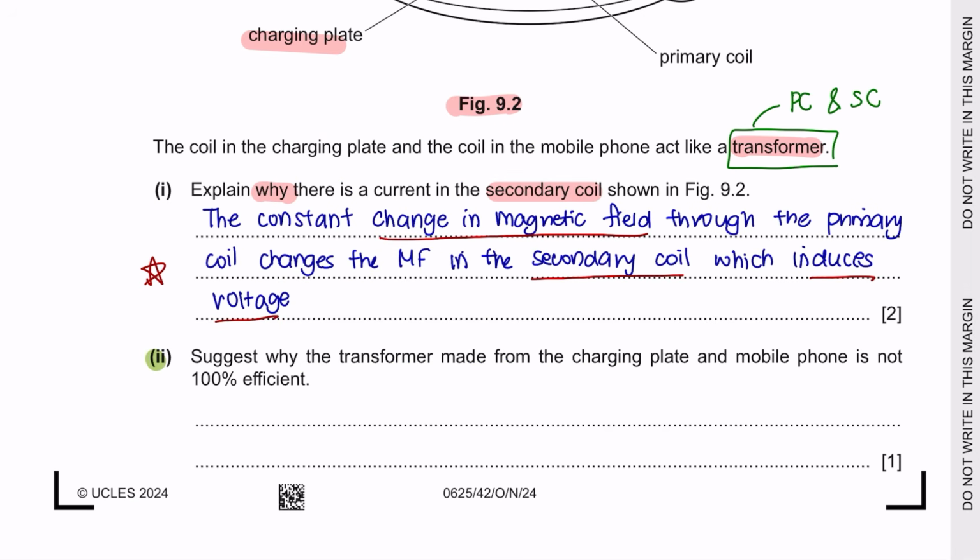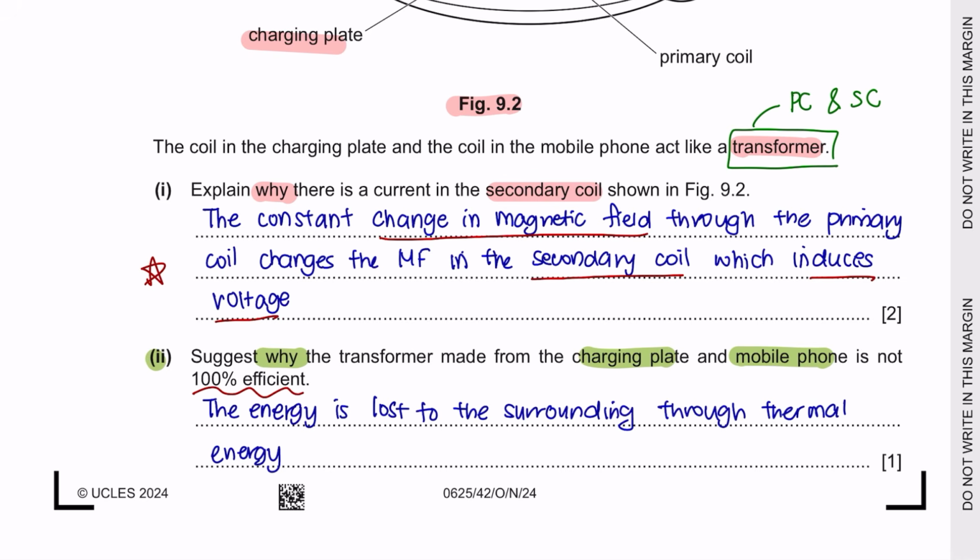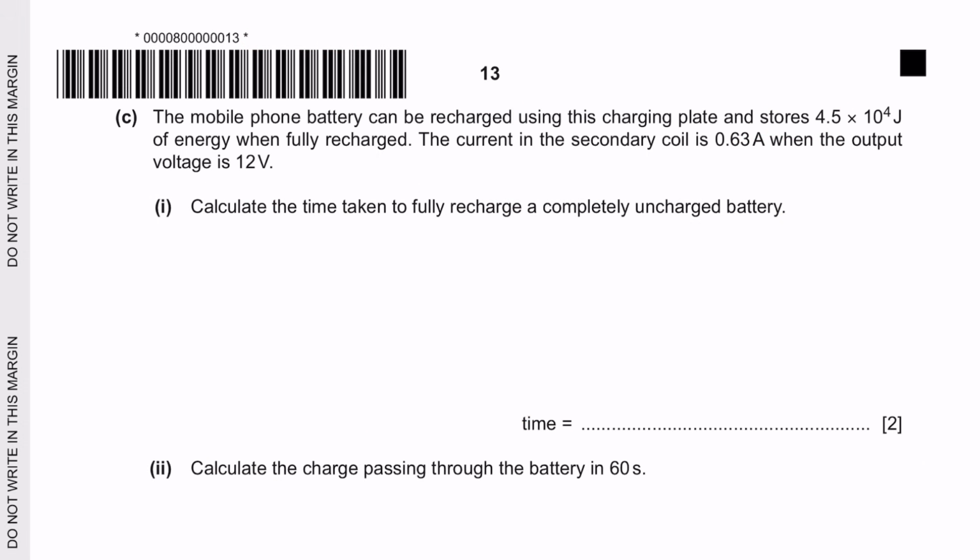Back to part 2, suggest why the transformer made from charging plate and mobile phone is not 100% efficient. Whenever asked about efficiency, I would always suggest you guys to talk about losing the energy to the surrounding through thermal energy lost.